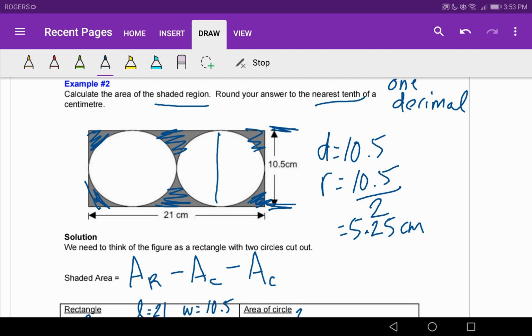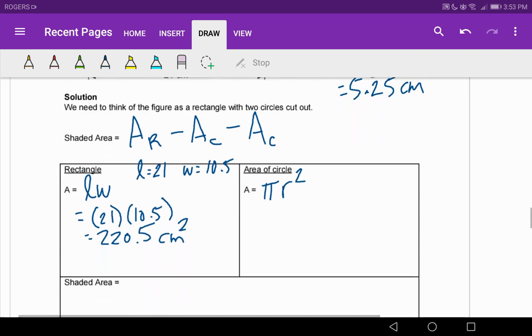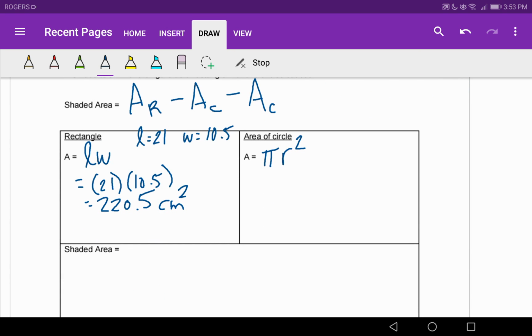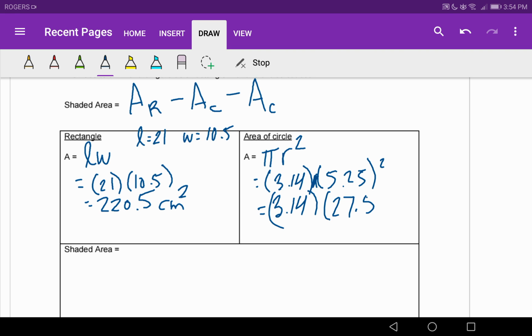Okay, no squared because we didn't find area. We're just listing out what the radius is. So let's go ahead and do 3.14 times 5.25 and then square it. Now don't forget to follow BEDMAS rules. Do your exponents before multiplying this here. You've got to do your exponents first. So we get 3.14 times, what's 5.25 squared, or 5.25 times 5.25? It's 27.56.